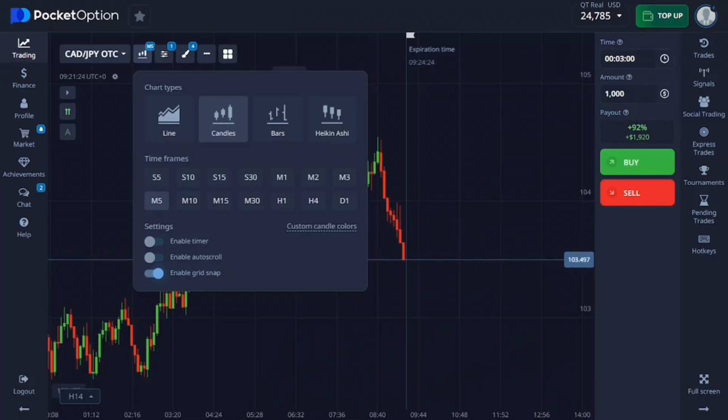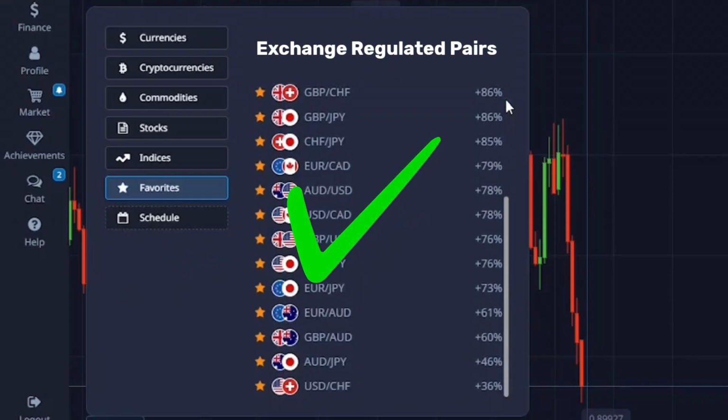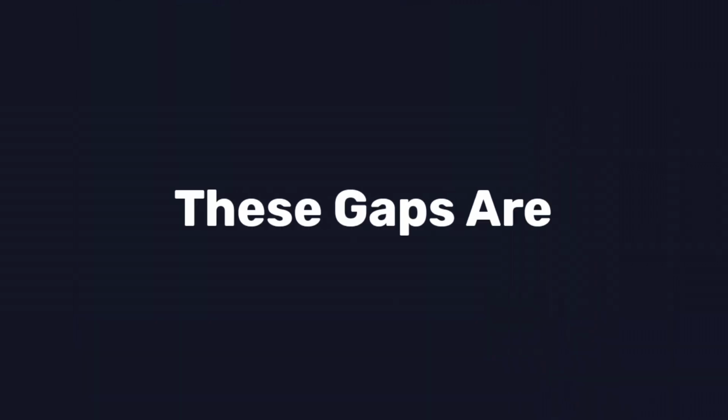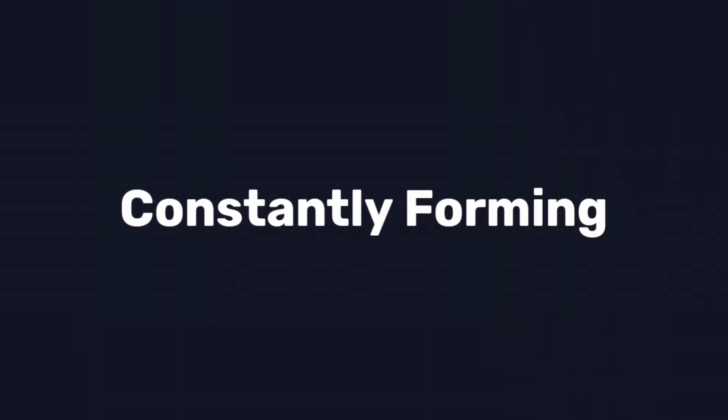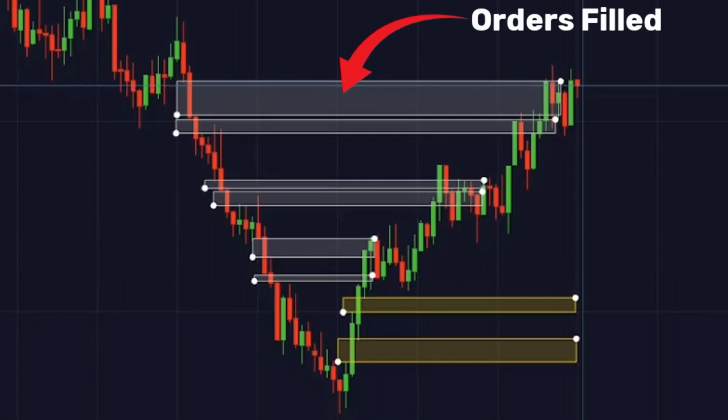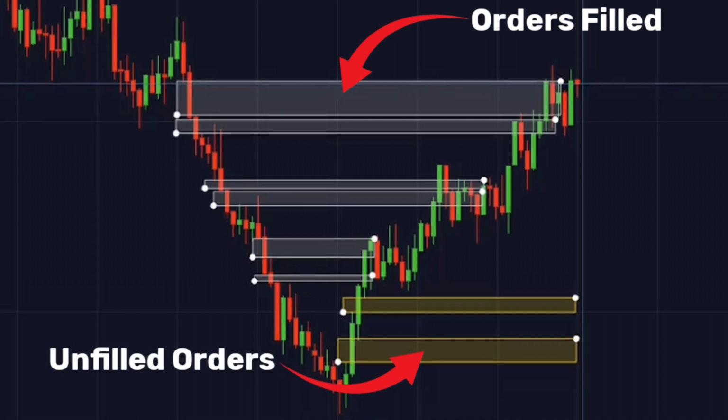Now, these imbalances can be found on charts across all time frames, from the 5-second time frame to the daily time frame. Whether you're trading exchange regulated markets or OTC markets, these gaps are constantly forming. So I went ahead and marked several fair value gaps on the 5-minute time frame. You'll notice that the imbalances on the left side of the chart have already been filled, while those on the right still contain unfilled orders waiting to be mitigated.